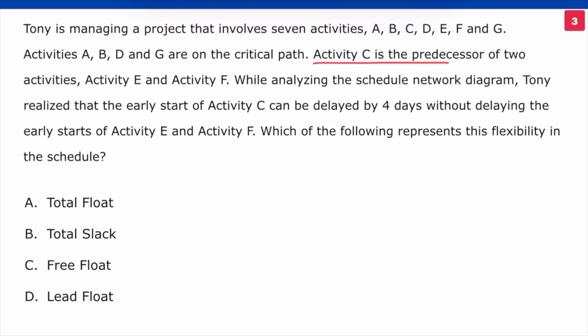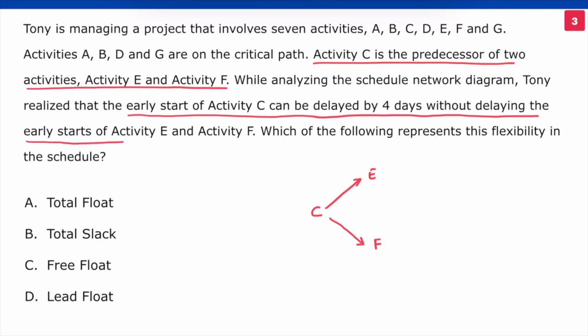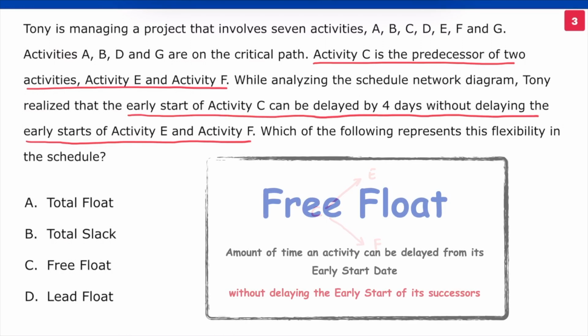Activity C is the predecessor of Activity E and Activity F. We can delay the early start of Activity C by 4 days without delaying the early start of its successor activities, Activity E and Activity F. 4 days is clearly the free float of Activity C. Free float is the time by which the early start of an activity can be delayed without delaying the early start of the successor activities. Option C is the correct choice.